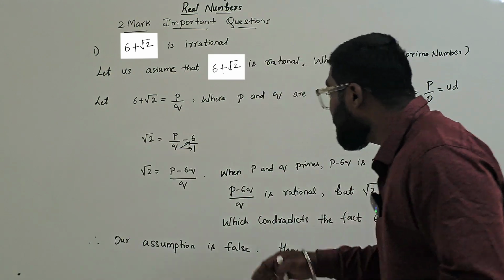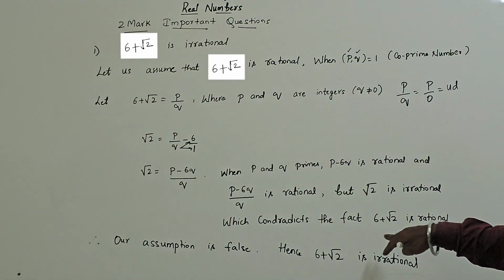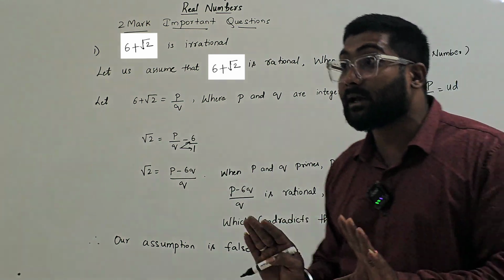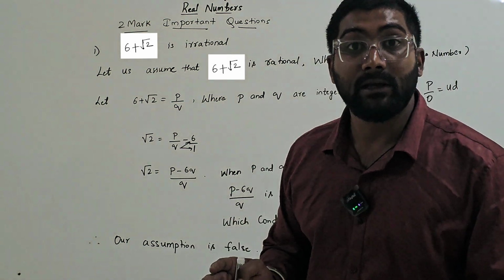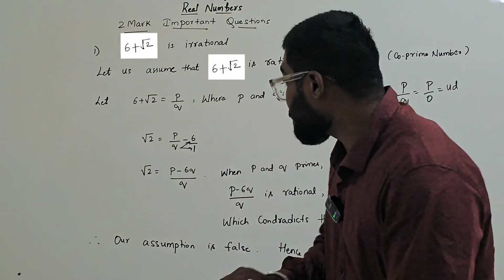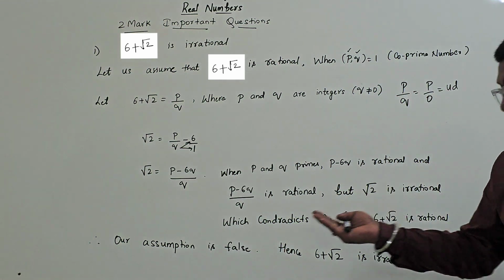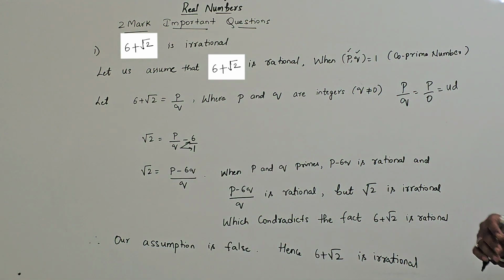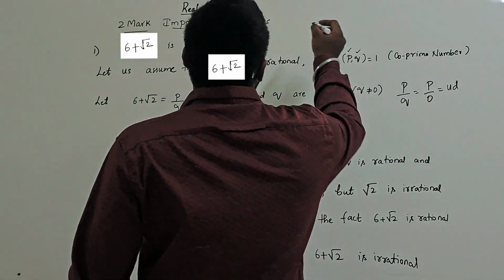In the same way, this contradicts the fact that 6 plus root 2 is rational. We cannot say it is a rational number. Hence, whatever assumption we have made is wrong. Our assumption is wrong, or we can write false, and 6 plus root 2 is an irrational number. In the same way, you can try a few more sums, students.